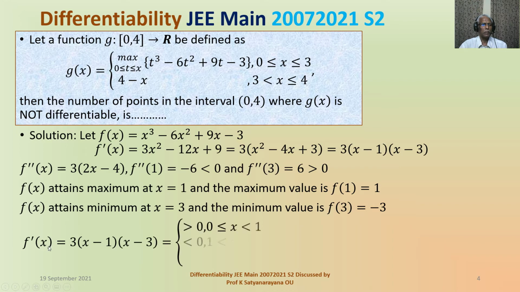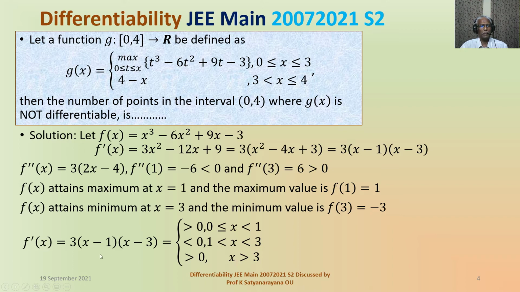And f prime x will be equal to 3 into x minus 1 into x minus 3. Let us see what happens when x is less than 1. It is negative into negative, positive. It is greater than 0. And when x is greater than 1 but less than 3, x minus 1 is positive and x minus 3 is negative. Positive into negative is negative in 1 less than x less than 3.